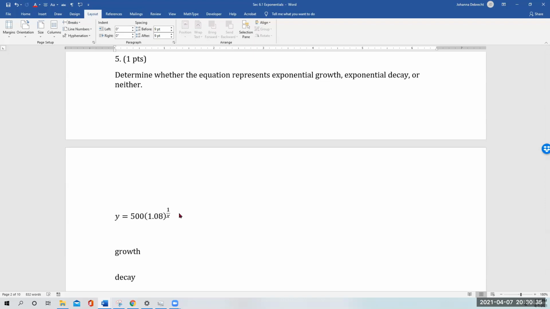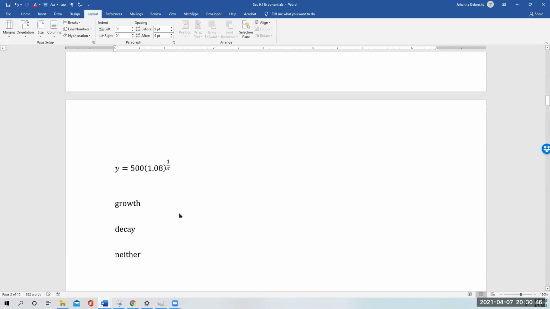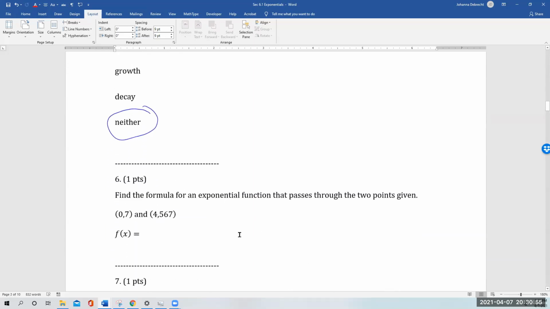Because the exponent is 1 over x, this means that it is neither exponential growth nor exponential decay, but it is an exponential type problem. In this case, we'll select neither, since it is neither growth nor decay. Let's take a look at our next problem.